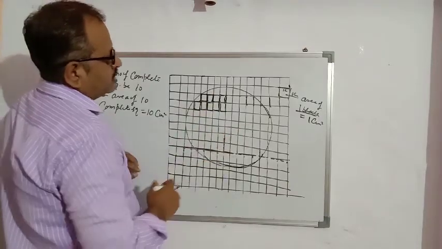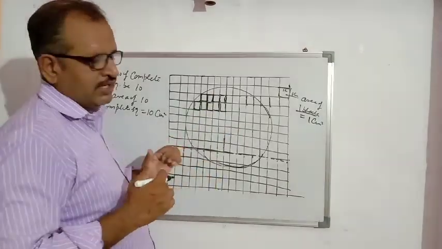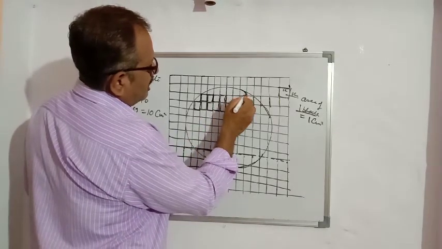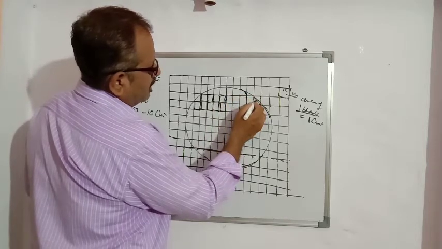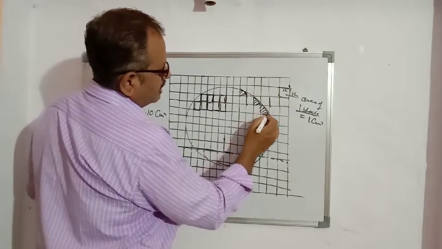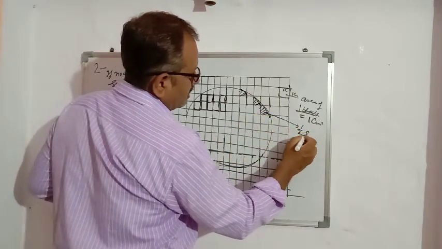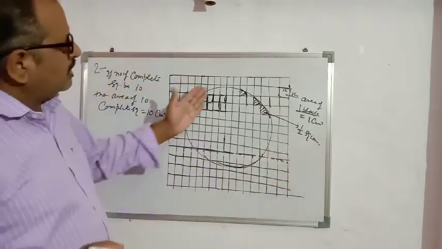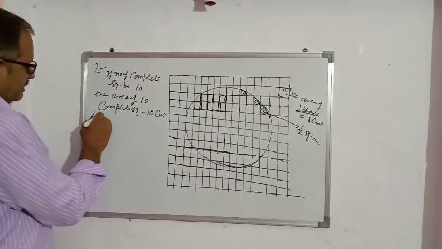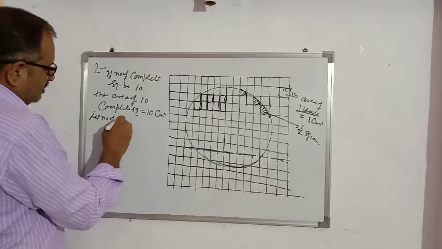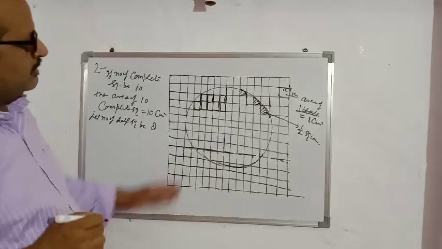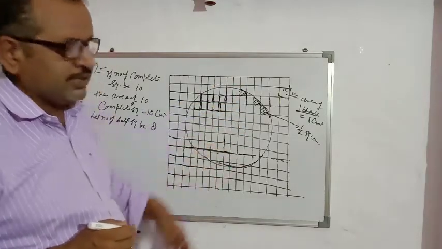After counting the complete squares, you can take how many half squares lie in this circular region. Suppose this is a half square, this one is a half square, this one is a half square. So in this way, count how many half squares there are. Suppose in this circular region, the number of half squares be 8.